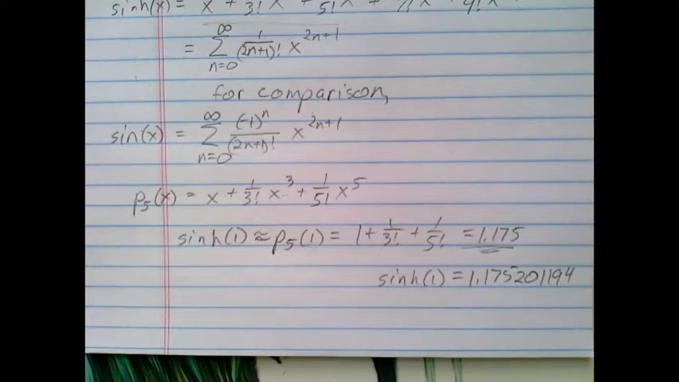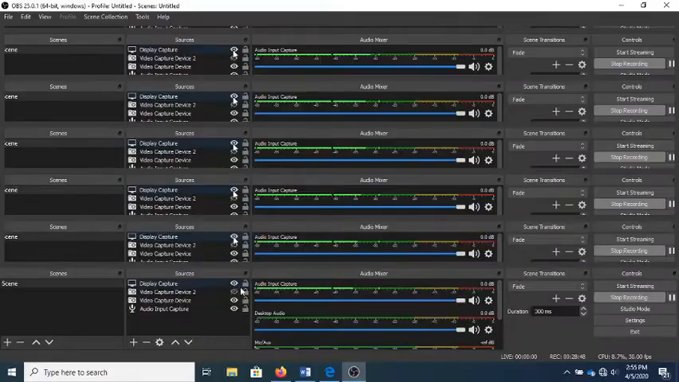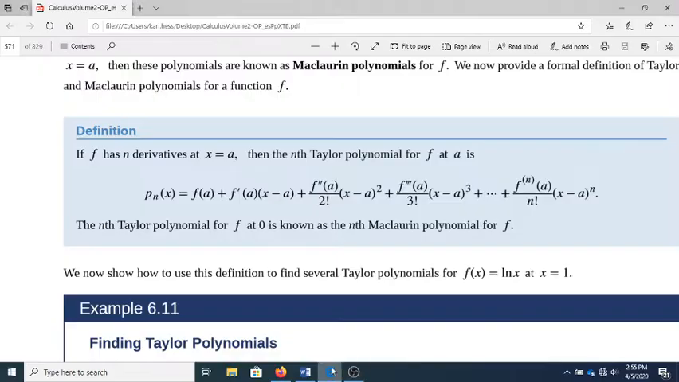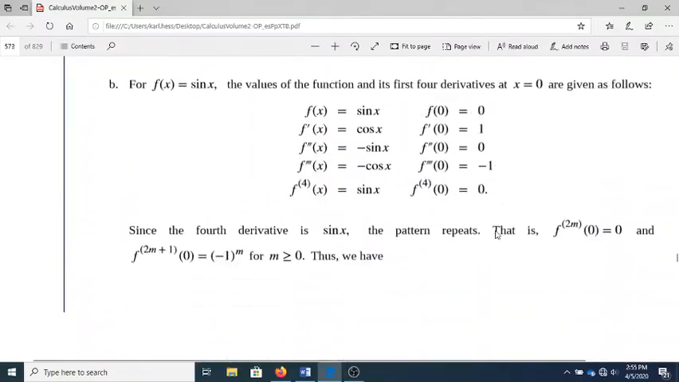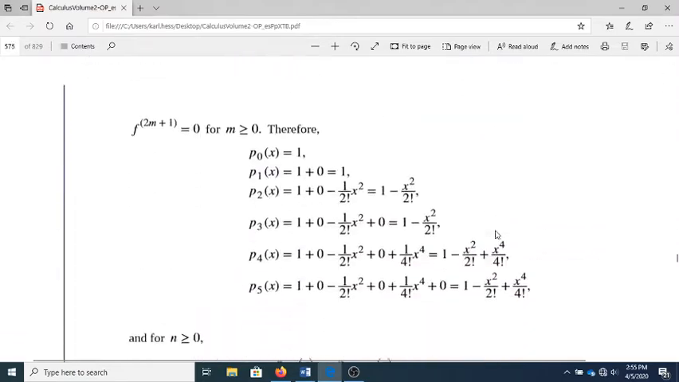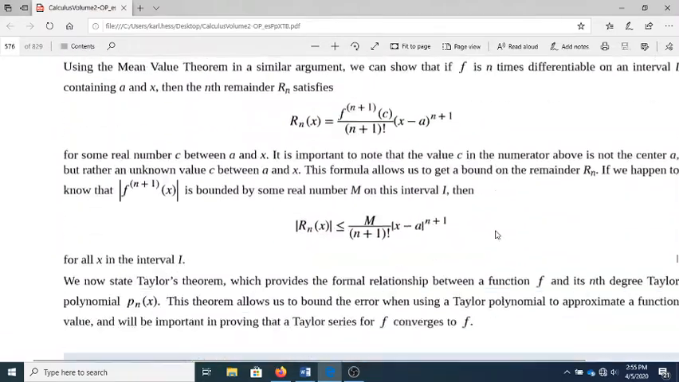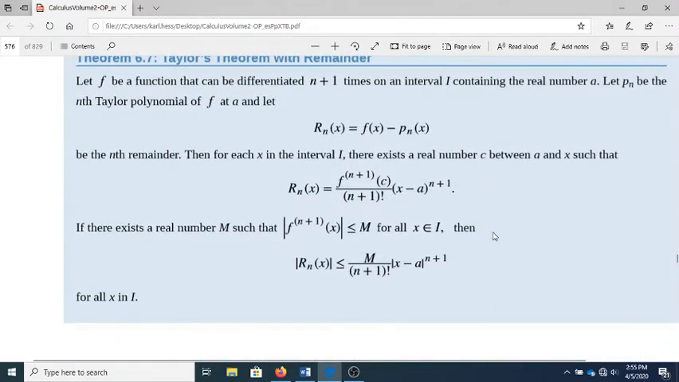I'm back here on the outline. Taylor's theorem with remainder is on page 568 of the book. So let's have a look at that. Scroll down. Here we go, Taylor's theorem with remainder.